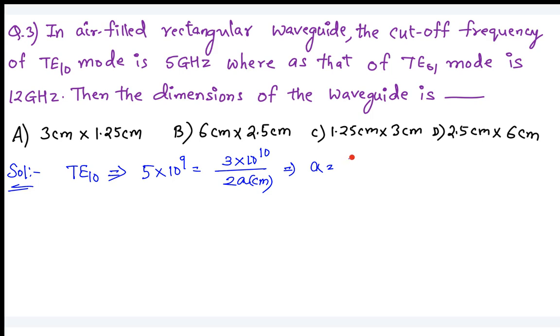Good. Similarly, you can verify for 01 also. Same thing. So 12 gigahertz is equal to 3 into 10 power 10 by 2b, in centimeter. So what is the value you are getting? b.